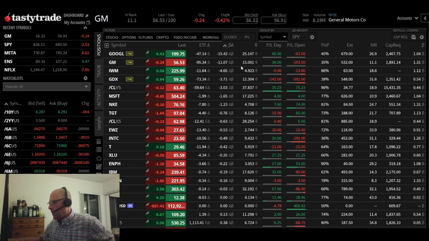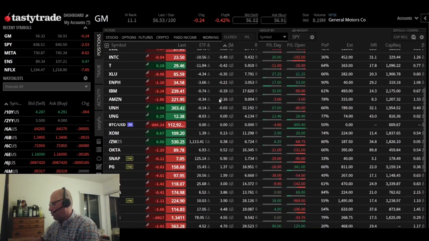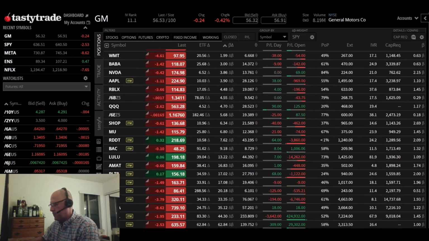I don't have a lot of short positions on because of the market sell-off, but I have more long positions on. So if I scroll down here, you see some of my biggest positions are in SPY itself, where I have 60 some long deltas. Oracle, I have 40 some long deltas. Meta has had a big sell-off the last few days, 30 long deltas.